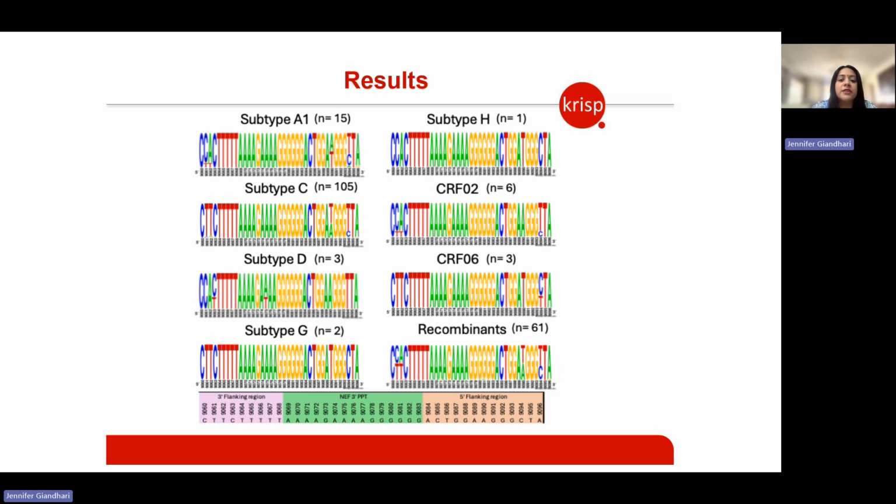For this figure, if you focus on just the 3' polypurine tract region, which is the 4 consecutive A's in green, ending with the 6 consecutive G's in orange, you will see that it's relatively conserved throughout the different subtypes, except for subtype D. However, this mutation occurred in one of the 3 sequences. We then expanded our analysis to the flanking regions, where we can see some degree of variability, especially if you look at the second nucleotide, which is a CT for subtype A, as well as the CRF and the recombinants.